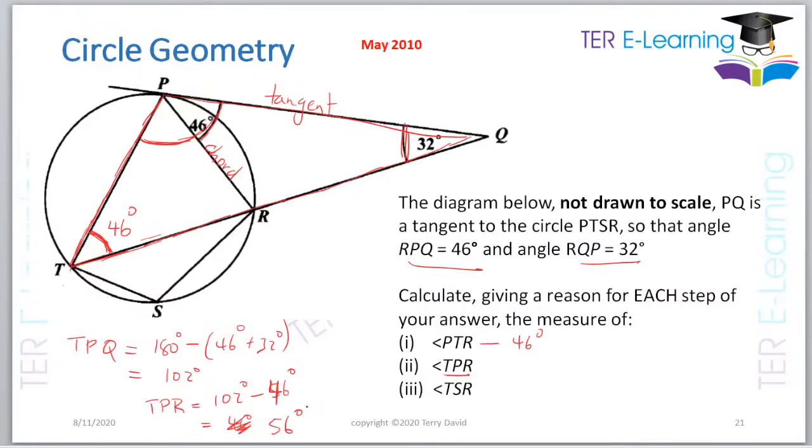Right, let me double check that. 102 minus 46. Yeah, 56 degrees. So this angle here that they want is 56 degrees. My bad. Yeah, I made a mistake there. So it's 56. So this one is 56 degrees.